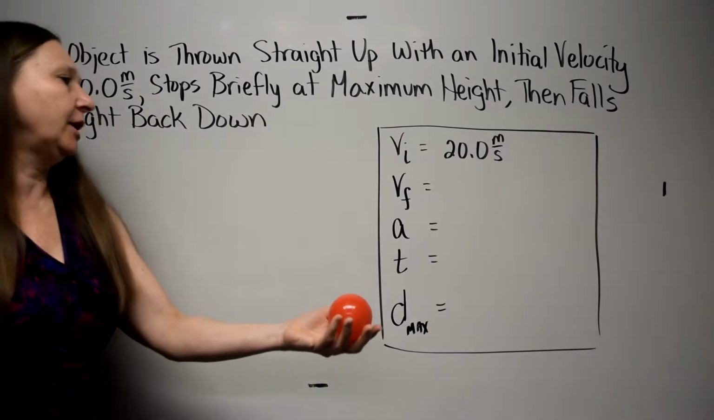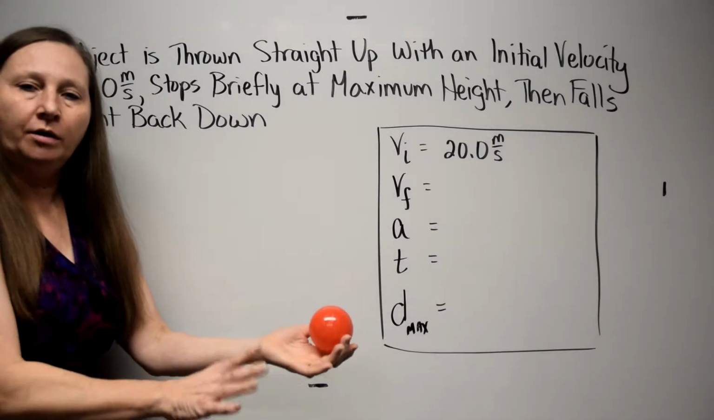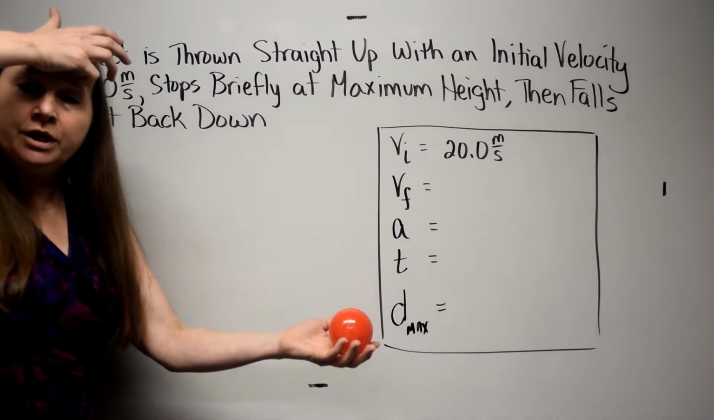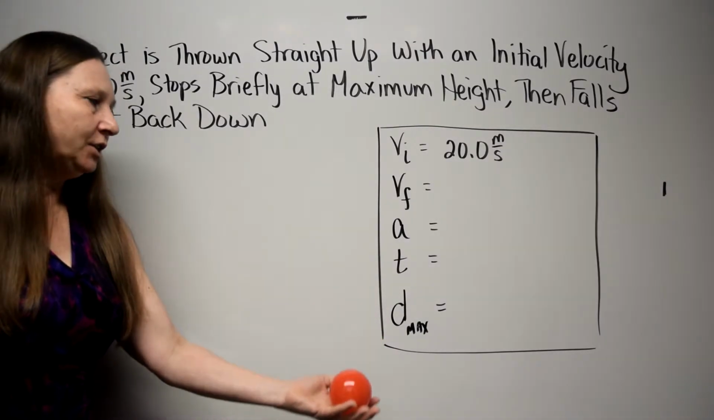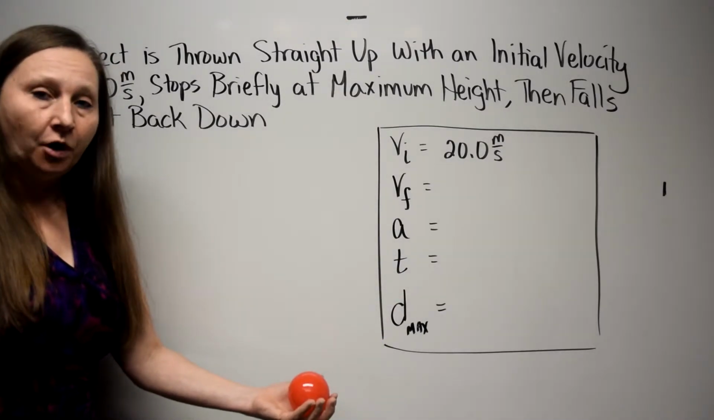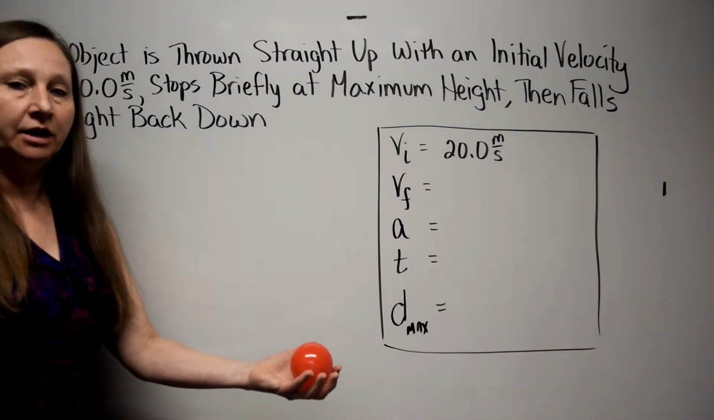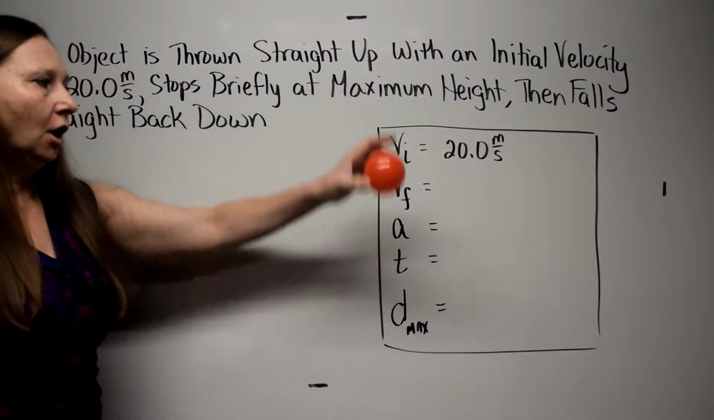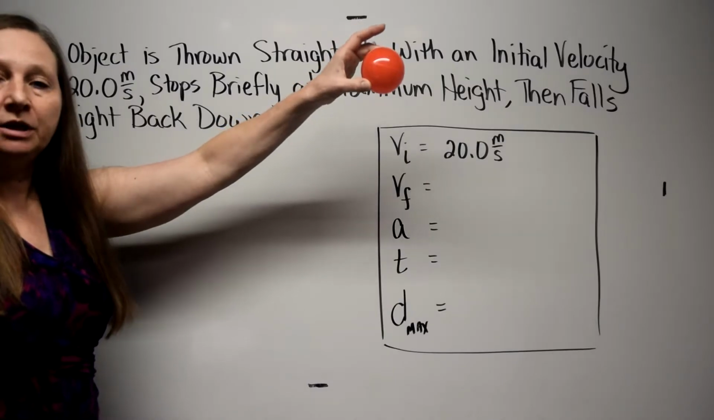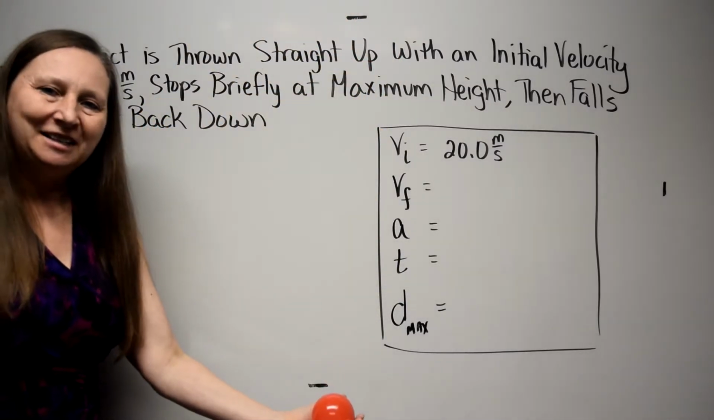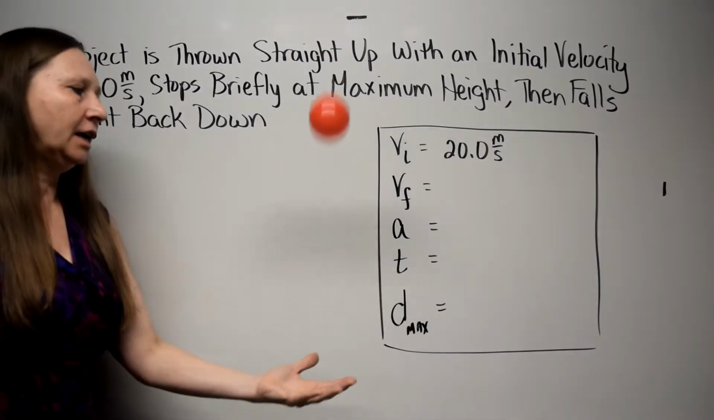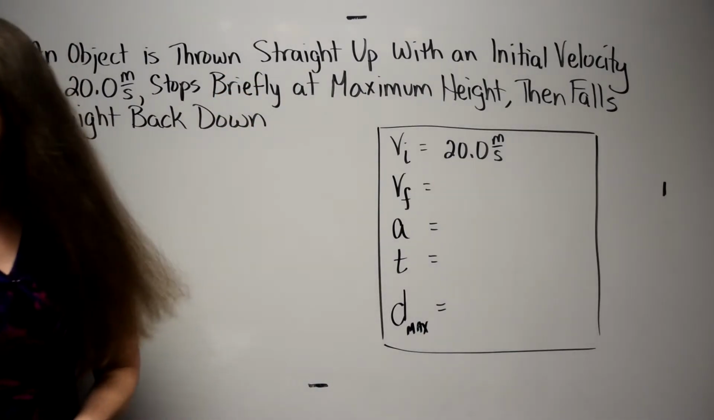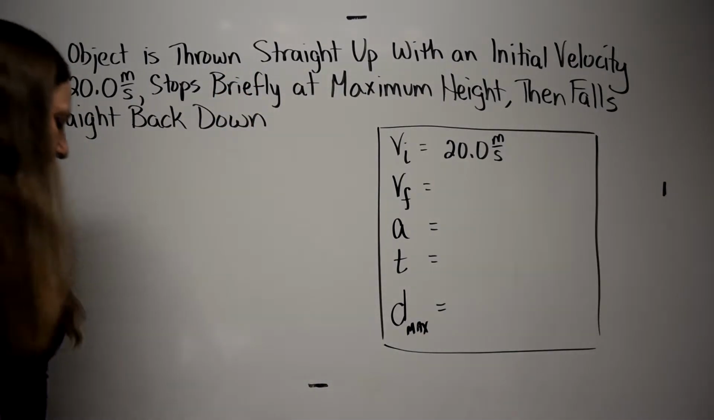This is a situation where once I let go of the ball and it's not in my hand anymore, and in the worksheet this is a basketball, it is in free fall the entire time until it's back touching my hand again. It's free fall all the way up, free fall when it stops at the top, and free fall all the way back down. The entire time that it is not touching my hand, the ball is in free fall.